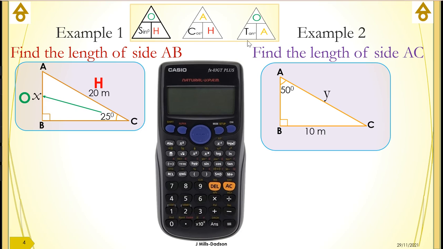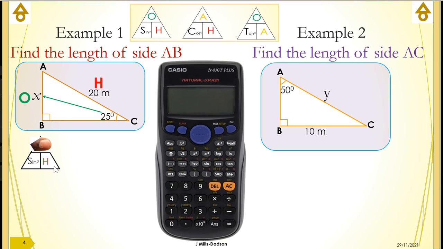Now you check the triangle. The only triangle that has got opposite and hypotenuse is sine. So that means I'm going to use the sine triangle. To work out the x which represents the opposite, you need to cover what you are looking for. So whatever you are looking for, you cover it.